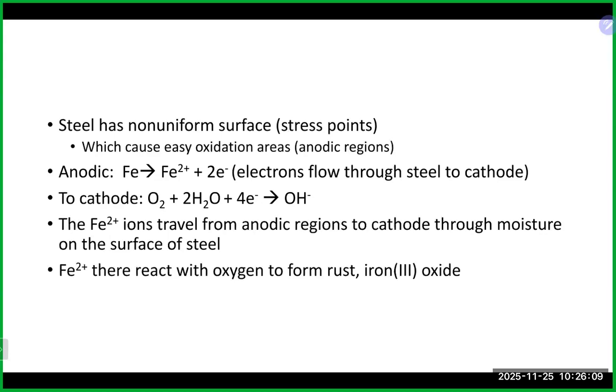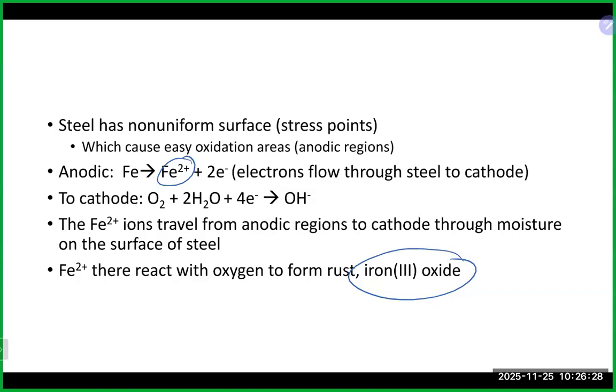Steel, as I just mentioned, does go through oxidation, and iron actually gets oxidized twice there. It goes to iron 2, and then the iron 2 gets further oxidized down the road to iron 3 and makes iron 3 oxide, which is basically rust.